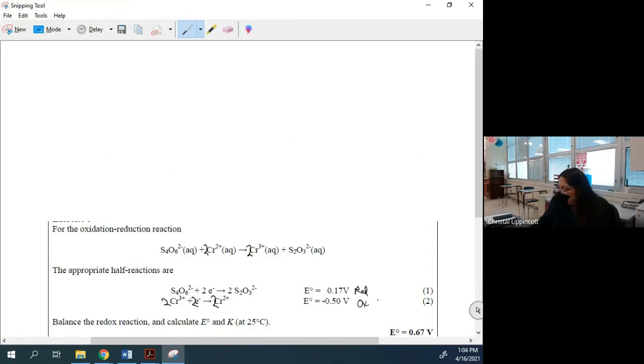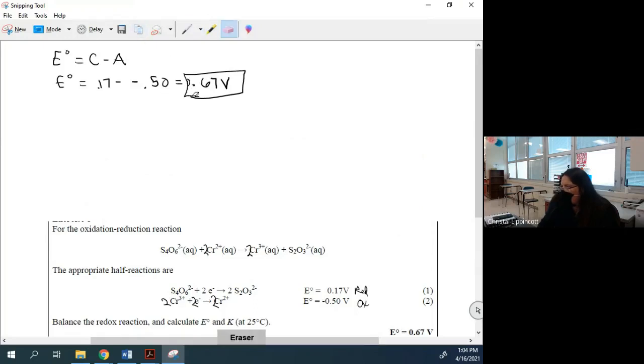I need to figure out my E prime. So remember, E prime equals E cathode minus E anode. Which one of these is the cathode? Top one or bottom one? Top, because it's the one that's being reduced, right? So I'm going to take the 0.17 minus a negative 0.50, and that's going to equal 0.67 volts. So there is my value for E prime.